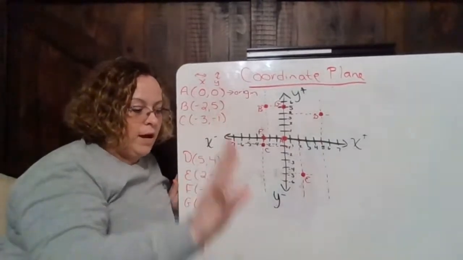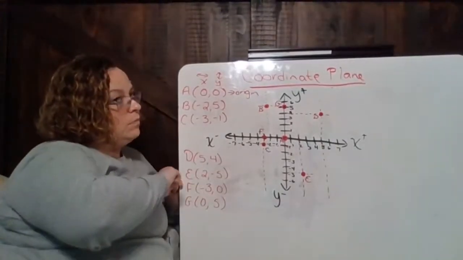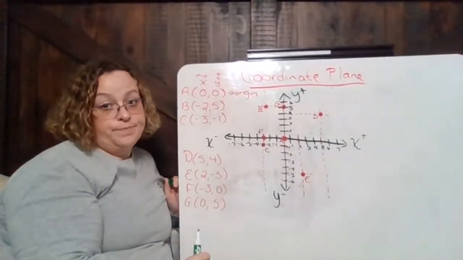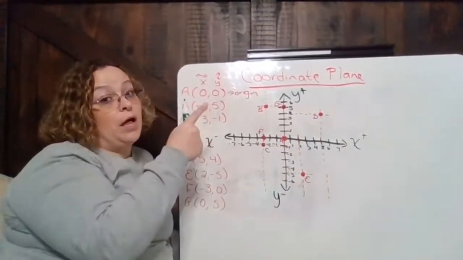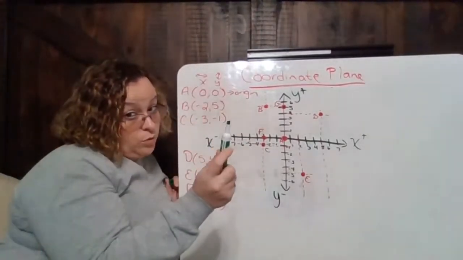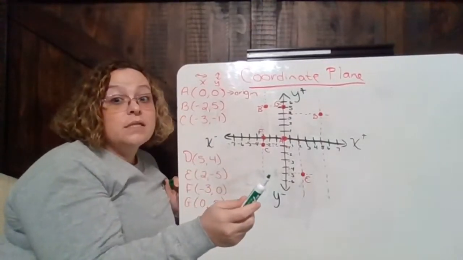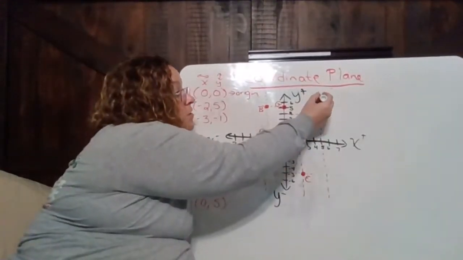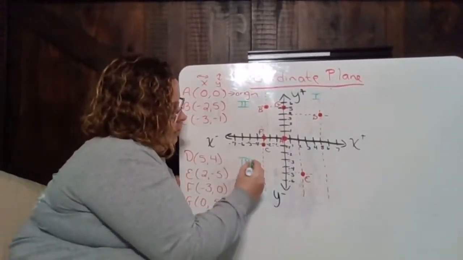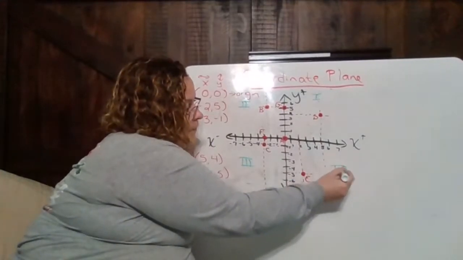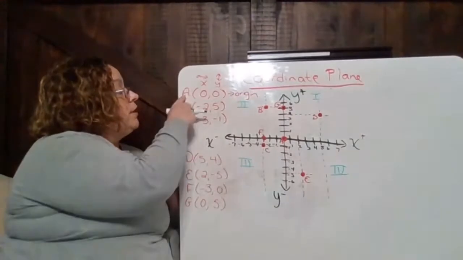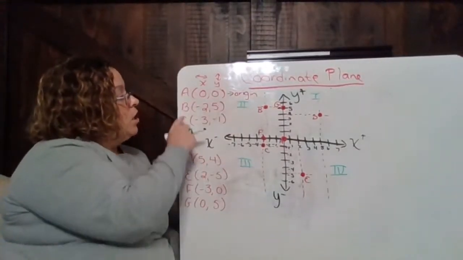Now let's talk about where all of these are located. We already talked about the first one. Remember 0, 0, that is the origin. I made mention of it when I plotted B where it was. So remember, and if you have to label it, then label it. It's not going to take you 2 seconds. So quadrant 1, quadrant 2, quadrant 3, quadrant 4.